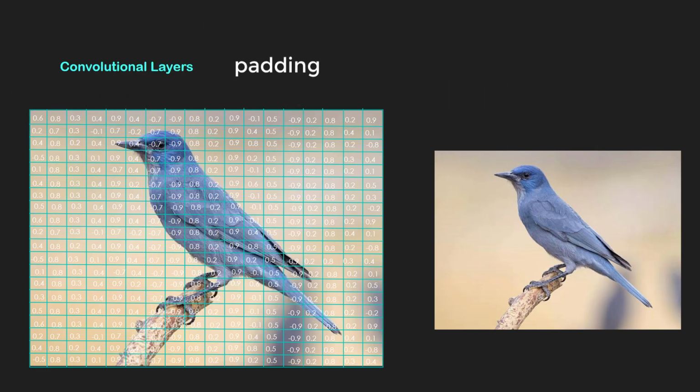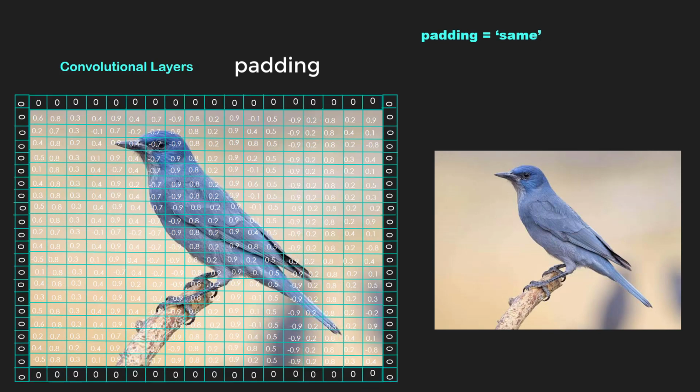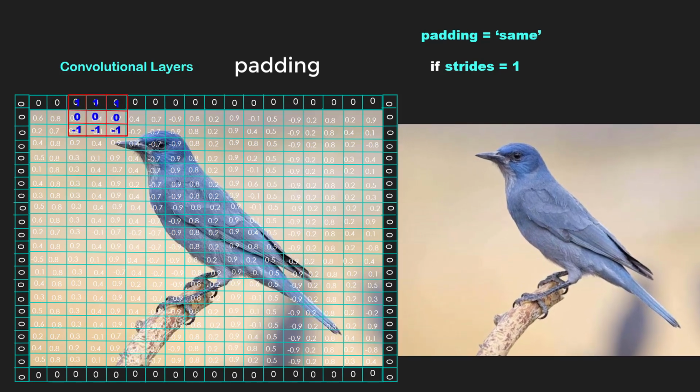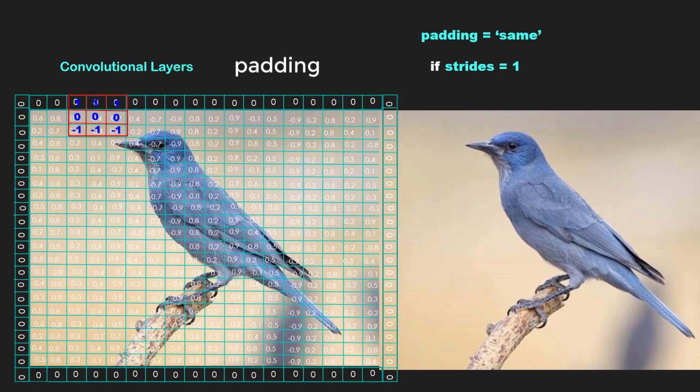Padding. If you want the image size to remain the same after the stride, then use the padding parameter equal to same. It means the parameter pads the input data with zeros so that the output size from the layer is exactly the same as the input size when strides equal 1. Padding equal to same is a good way to ensure that you are able to easily keep track of the size of the tensor as it passes through many convolutional layers.